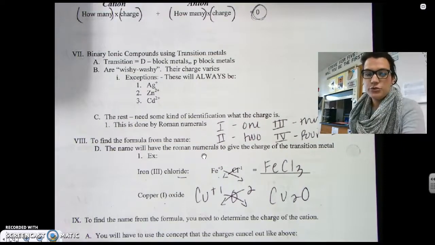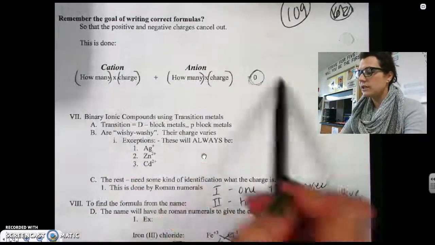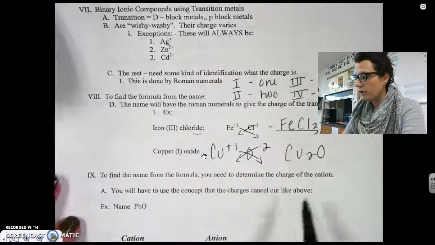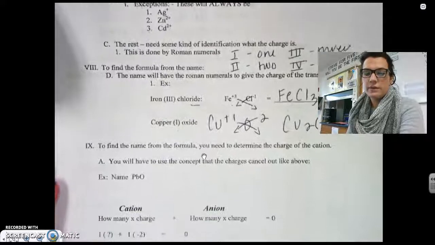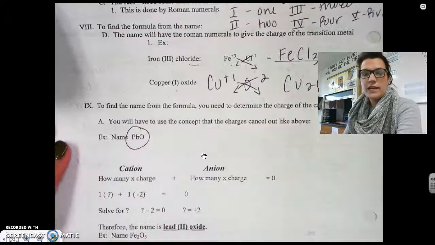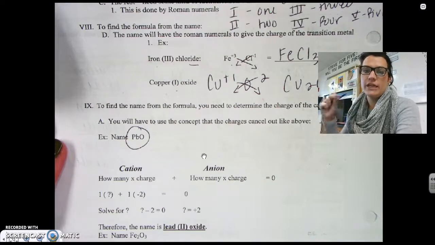What would it look like to write the name from the formula? Okay, and this is where this little equation is going to come from. And I'm going to show you two different ways to do this. Okay, so we need to have the concept that the charges cancel out like we did before. Okay, so our formula that we're going to try and name here, so I'm trying to figure out what lead's charge is so I can write it as a Roman numeral in the name.